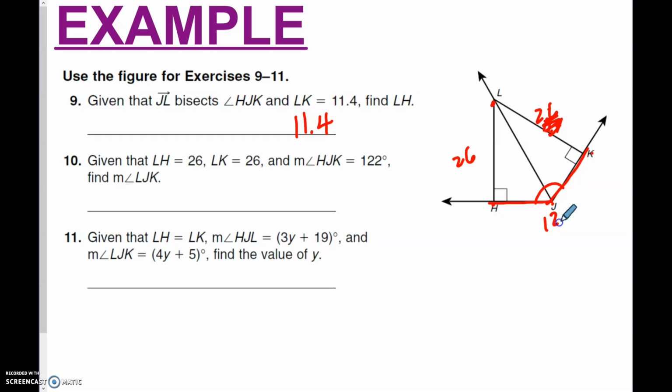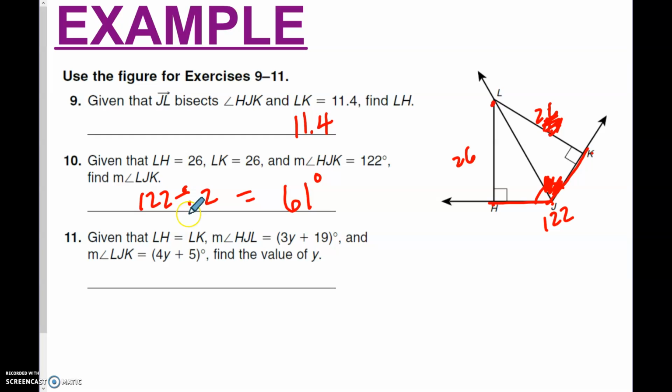So HJK is 122. What do they want to know? LJK, they want to know this angle in here. So we're going to take 122 and divide by 2. So what do we get? Is that 61 degrees? All right, let me change colors for this last one.